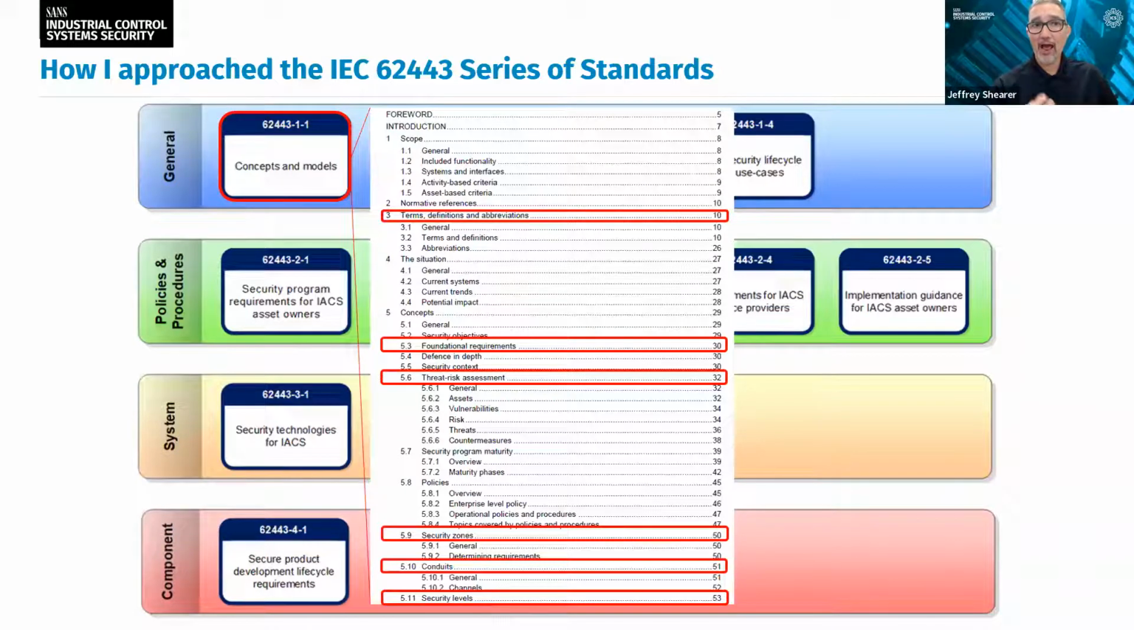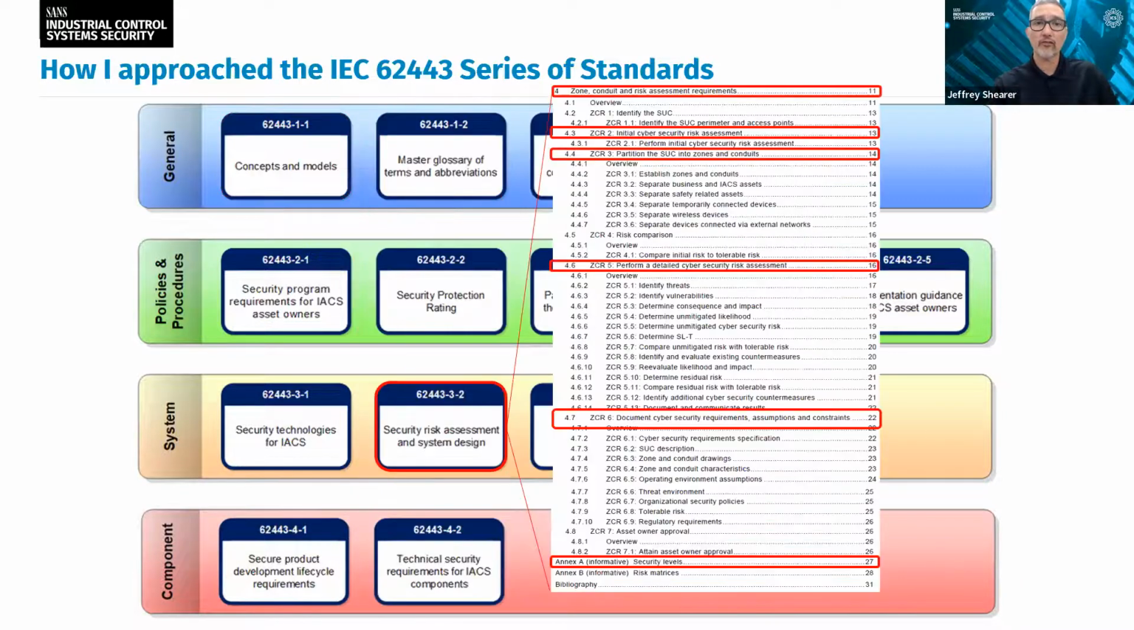So let's look at how I approach those standards. The first thing you need to understand is the 1-1 standard. And the 1-1 standard really grounds us on terms, definitions, abbreviations. And it comes up with standard vernacular like foundational requirements, FRs. It has us look at threat and risk assessments. It talks about how do we break our plant floor or our production floors into security zones, and then how do we map the conduits or the communication paths between those two security zones. And then lastly, it talks us through security levels. What is a security level? Like, what does that even mean? And so it walks us through there.